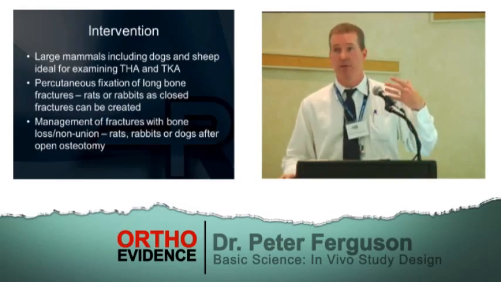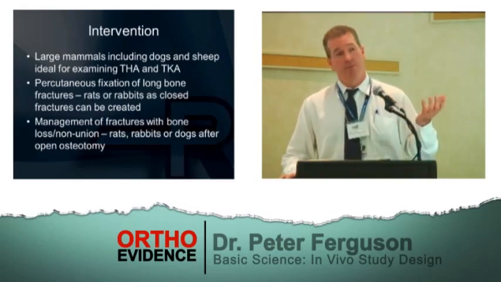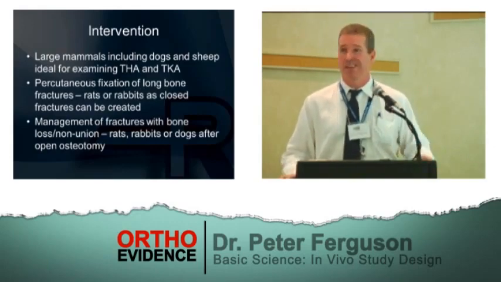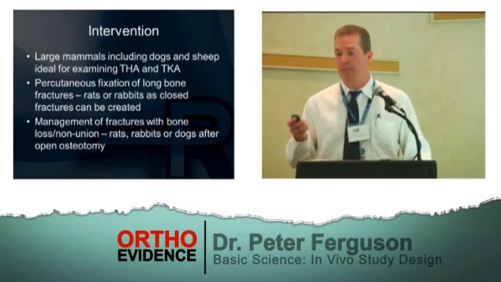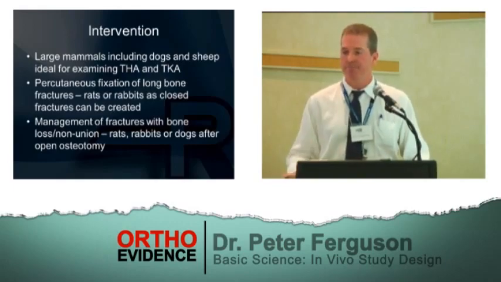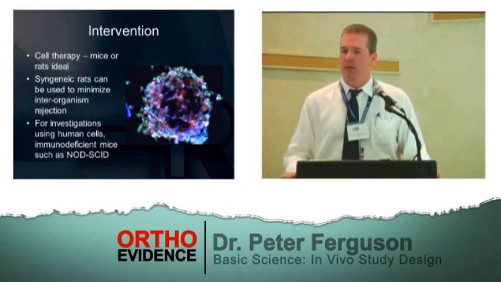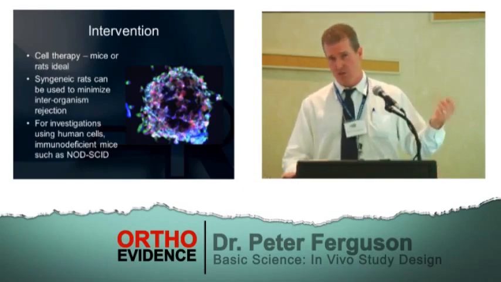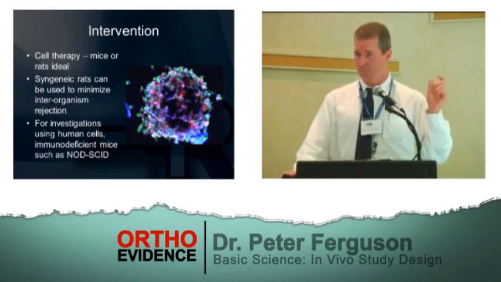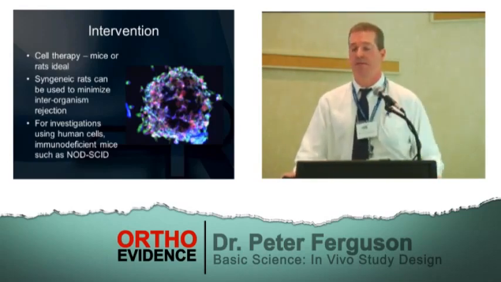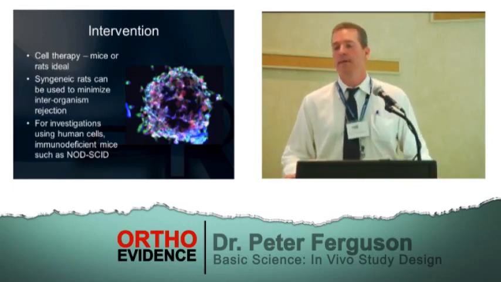If you're ever looking at fractures with bone loss or the effects of open fixation of fractures, that's again a little bit difficult to do in smaller animals, and you've got to go to the bigger animals: rats, rabbits, sometimes dogs. If you're looking at cell therapy as your intervention, really mice or rats are ideal because you can get transgenic cells that you can label, for example, inject into the animal, and you can track them and find out the fate of those injected cells.